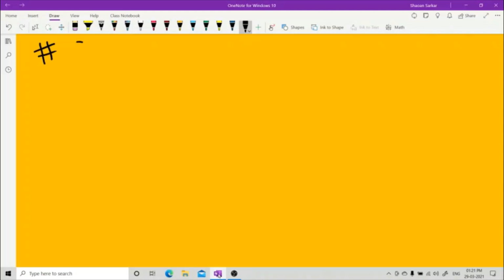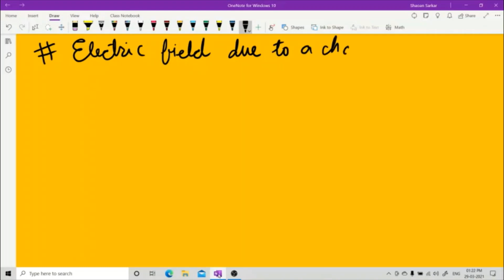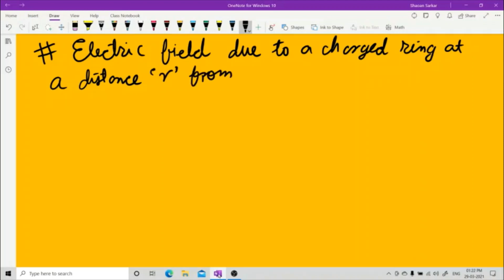Electric field due to a charged ring at a distance r from the center of the ring.